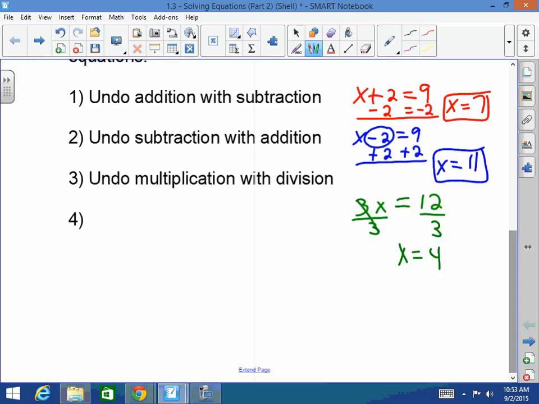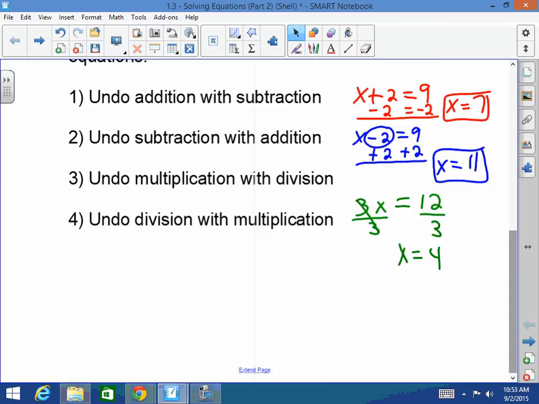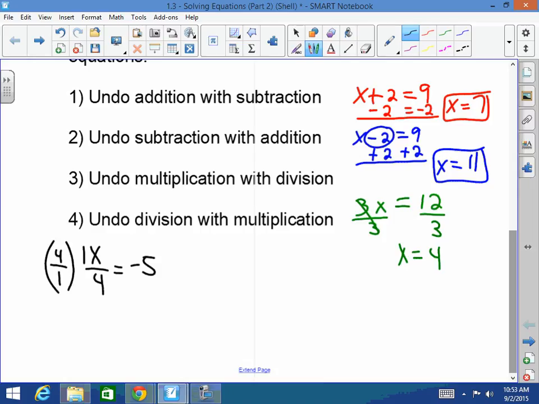Okay? And last step for a single step equation, use division. You undo division with multiplication. What does that look like? Well, let's say I have x over 4 equals negative 5. Remember what I told you about the invisible 1. There's an invisible 1 here being multiplied to that x. So I am going to multiply by the reciprocal. I am going to multiply both sides by 4 over 1.